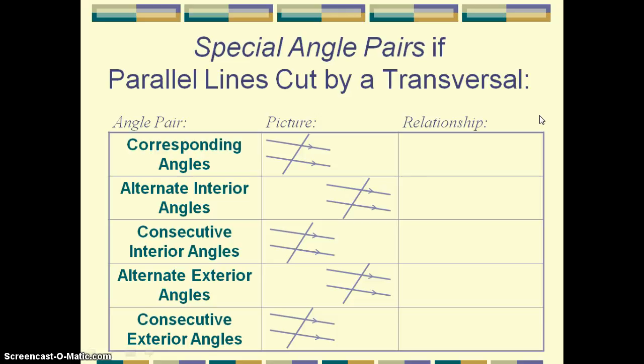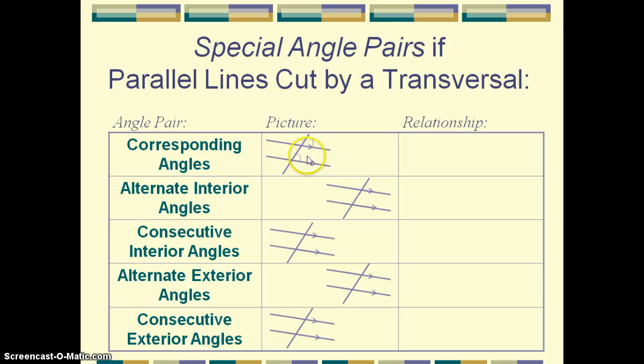So now let's talk about those special angle pairs. There are 5 different special angle pairs whenever you're looking at parallel lines cut by a transversal. So notice that all of these different pictures show the parallel lines with the arrows on them. The first special angle pair we're going to talk about are corresponding angles. Corresponding angles are going to be on the same side of the transversal, and here I've shown that they are the angles that are on the top of each parallel line.